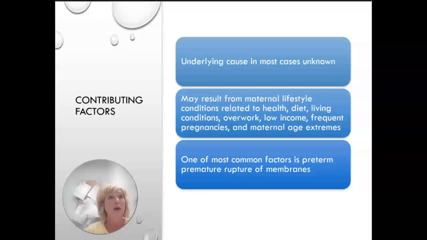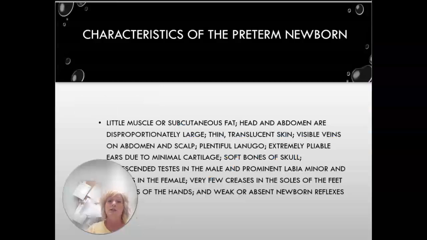Low income. A lot of times low income just because they don't see the value of prenatal care. They don't always understand the importance of nutrition, and of not smoking, not drinking, not doing these things. If mom has had multiple pregnancies, sometimes that can end in preterm. If mom is over 35, that can end up in preterm. But one of the most common factors is rupture of membranes. For whatever reason, mom's 34 weeks and their membranes rupture. But a lot of times we don't always know the cause.